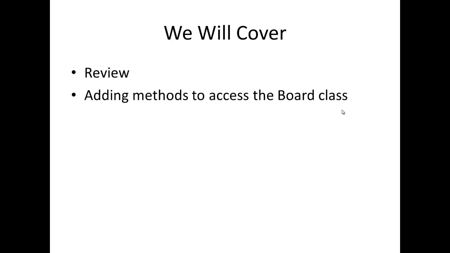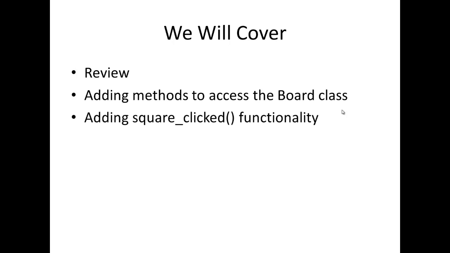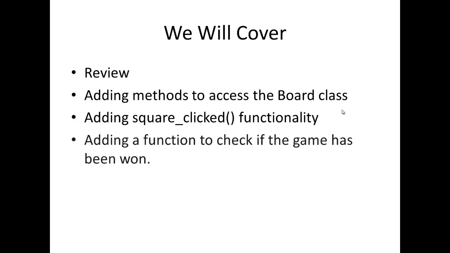Kia ora team, and welcome back to this video which is circling around how to create noughts and crosses using Python 3.4. So what we're going to cover in the video is we'll do a little bit of a review. We'll look at how we can add methods into the board class which will access and modify the board class variables and attributes. We'll look at adding functionality into our square clicked. So when we click on those squares, they'll switch from blanks to X's and O's in the appropriate fashion, and we'll add some functionality to check if that game's been won after those X's and O's have been inserted.